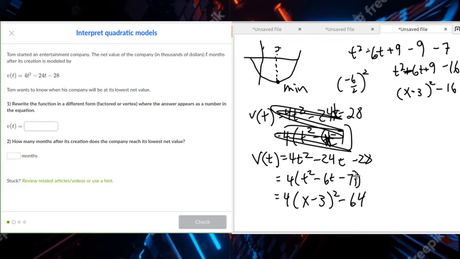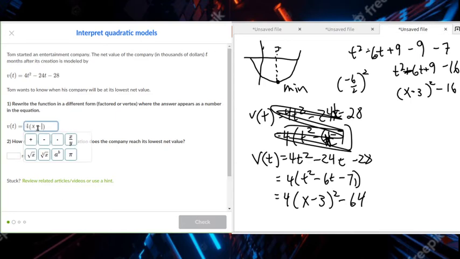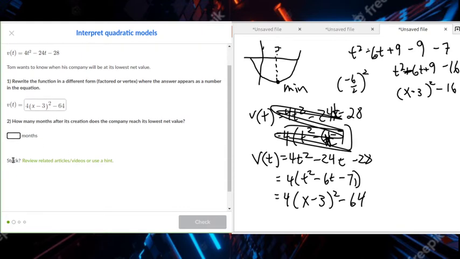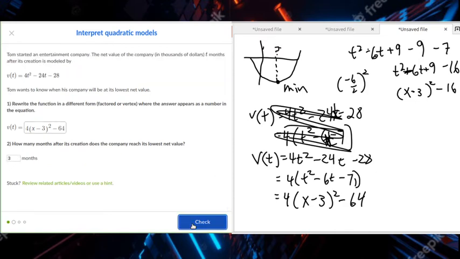So let's go ahead and write this up over here. Mouse is still not working. 4 times x minus 3 quantity squared minus 64. Okay, and how many months after its creation does the company reach its lowest? That's going to be 3 months.